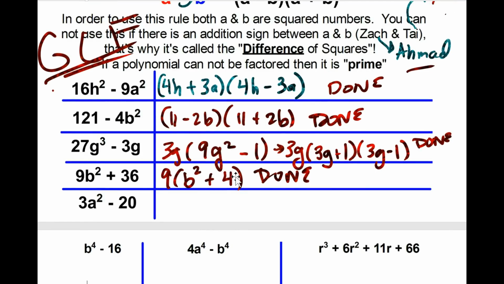All right. 3a squared minus 20. Well, I see a square here. So can we factor out a GCF? I caught myself. No. Can we factor out anything else? No. Is this the difference of squares? Well, 3 is clearly not a perfect square and 20 is not a perfect square. What do we end up having? P-R-I-M-E. It's prime. Can't factor you. We're done with you.